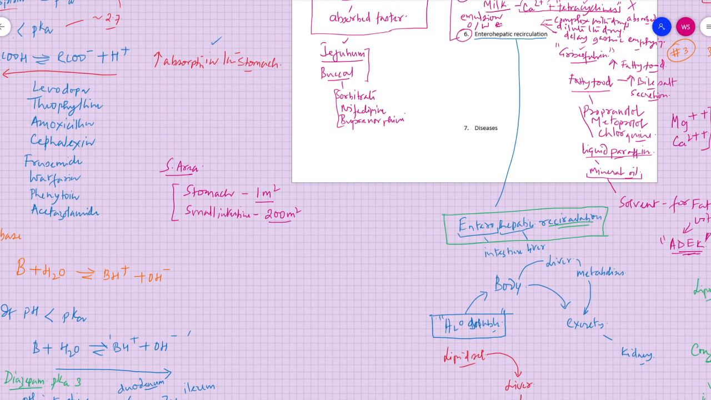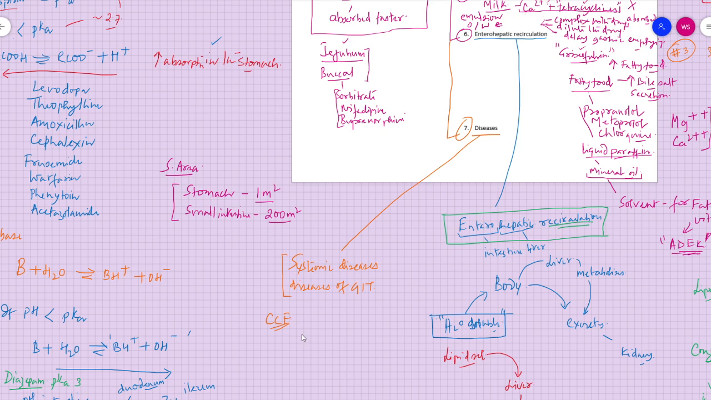Which brings us to the last point here, which is the diseases. Certain systemic diseases and diseases of the GIT can interfere with absorption. For example, if a person has got congestive cardiac failure, what's going to happen? Because of congestive cardiac failure, there will be decreased blood flow.